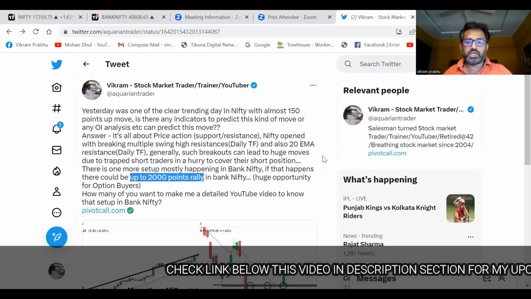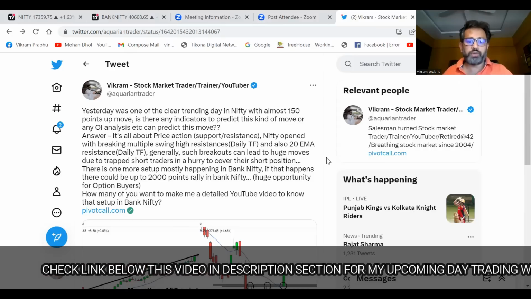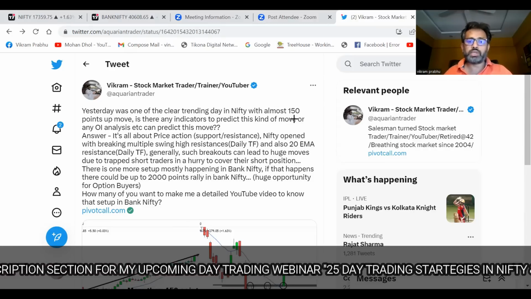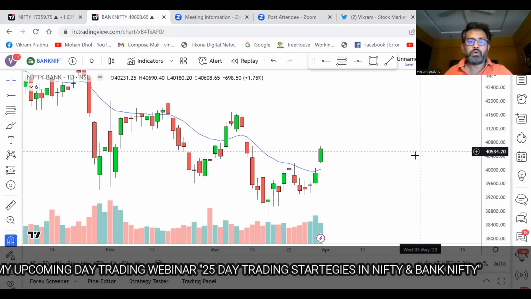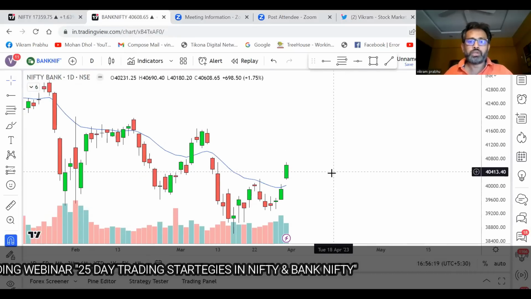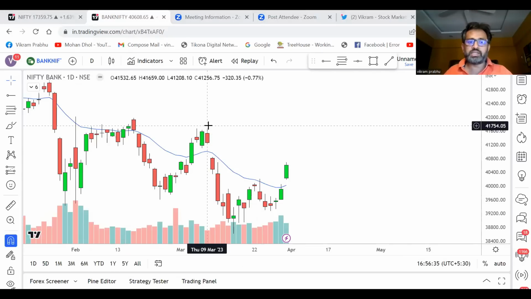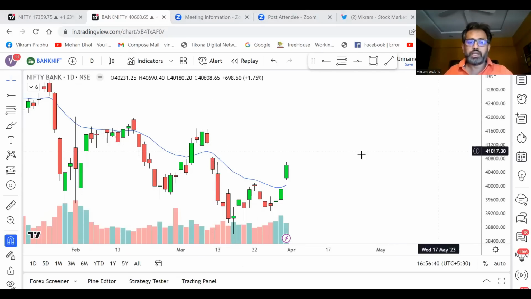So there is a potential of up to 2000, but it can stop anywhere. So don't think that 2000 means it will go exactly to 2000. Now let us discuss what I'm talking about. I'm talking about this candle and this candle. The dates of those candles are, this is 9th March and this is 10th March.